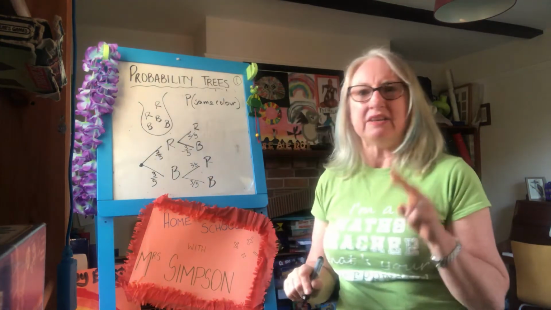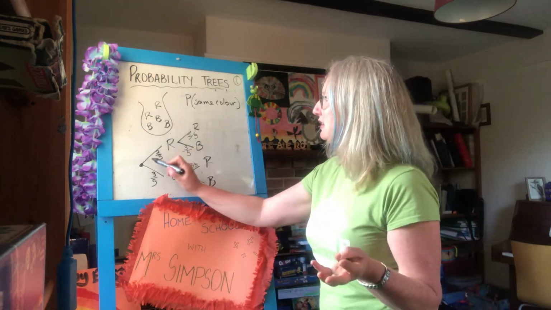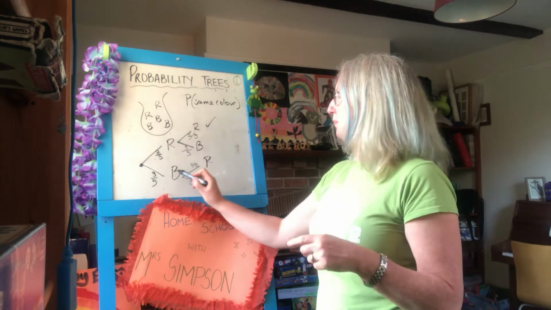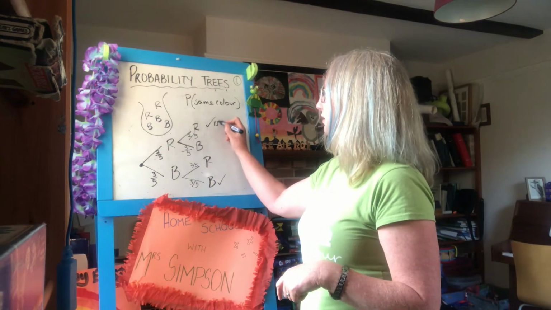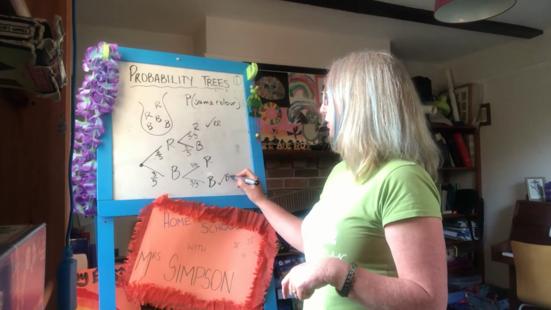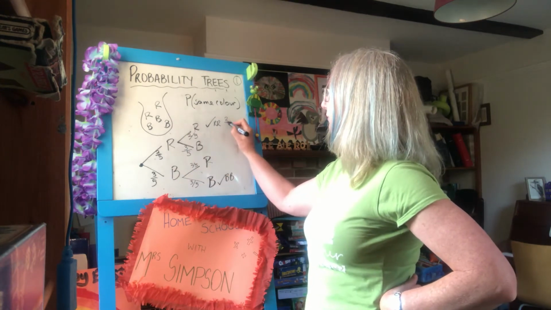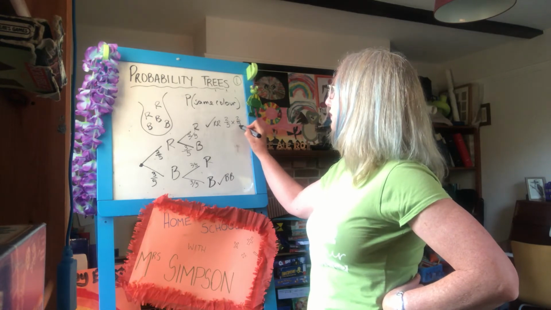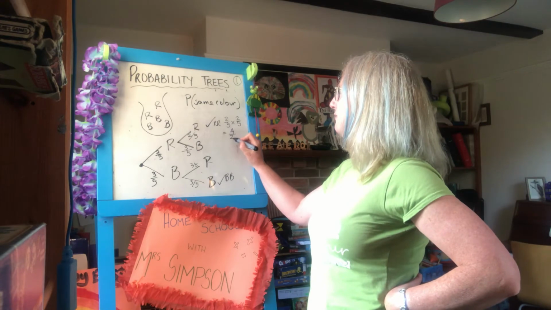So the probability of getting 2 the same, what does that mean? Well, it means either a red and a red, which is this one, or a blue and a blue, which is this branch. So the red and the red, we can have 2/5 red and, which is times 2/5, which multiplies out to be 4 over 25.